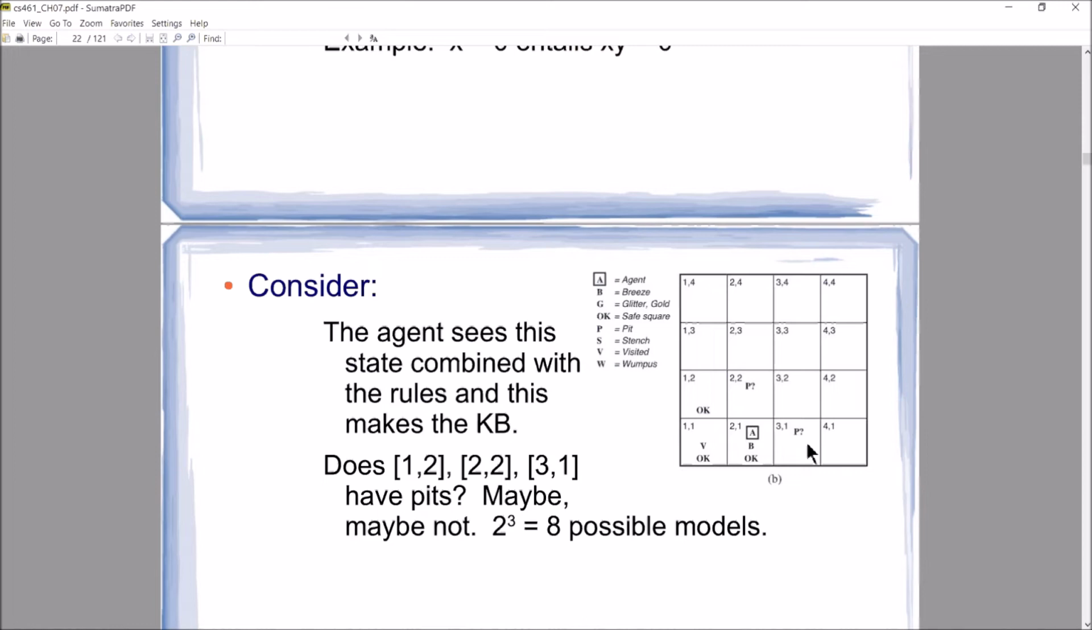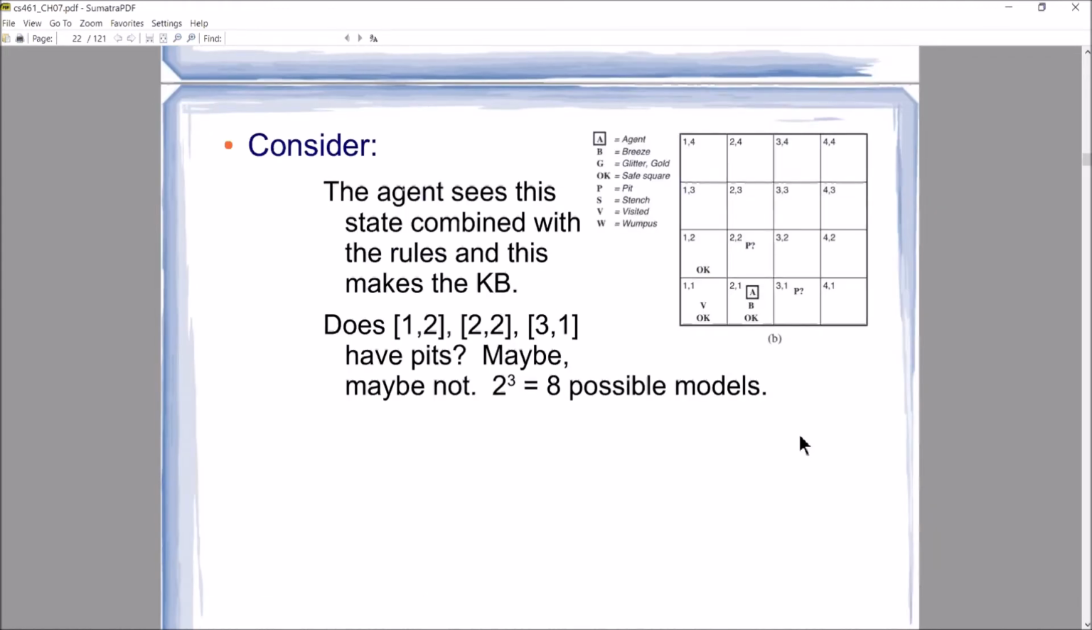Assign P to 1, 2. And then no P to 2, 2, and 3, 1. That's one possible model. No pit in 1, 2, pit in 2, 2, no pit in 3, 1. That's another possible model, right? So we're assigning a combination of values to variables, right? Where A represents square 1, 2, B represents 2, 2, C represents 3, 1. Is there a P or is there not a P, right? 2 to the 3, or 2 cubed, possible models there, okay?